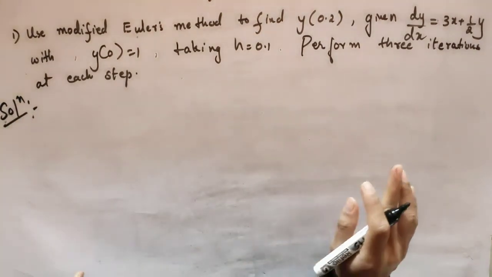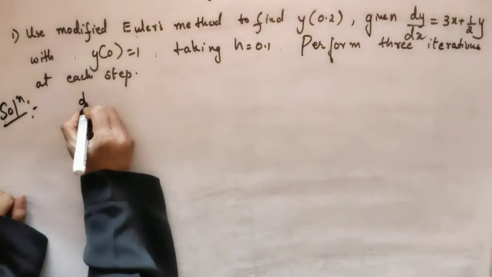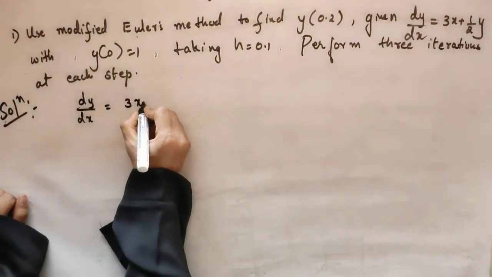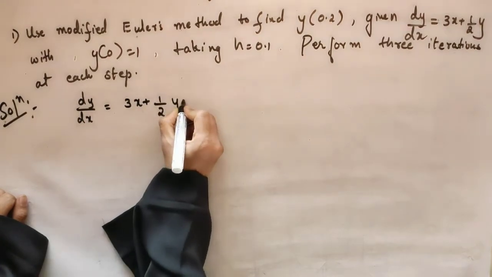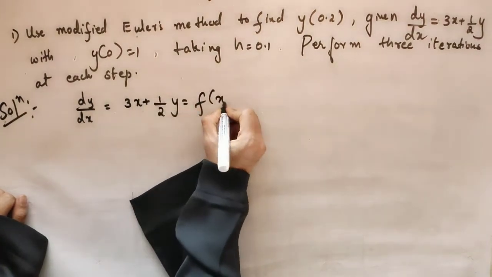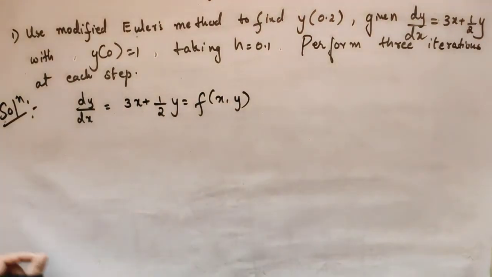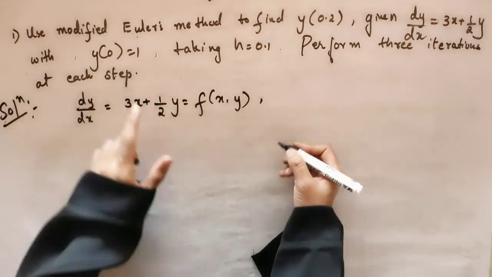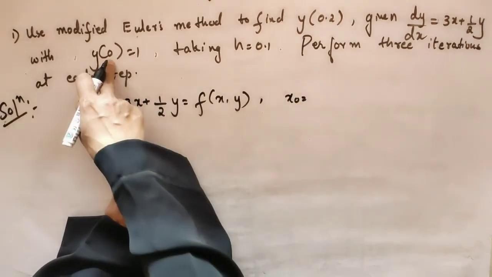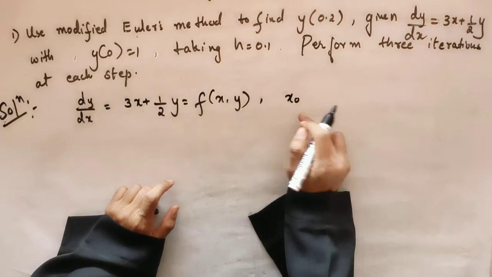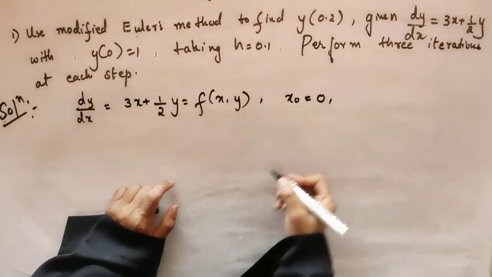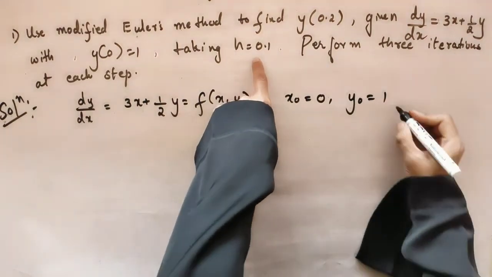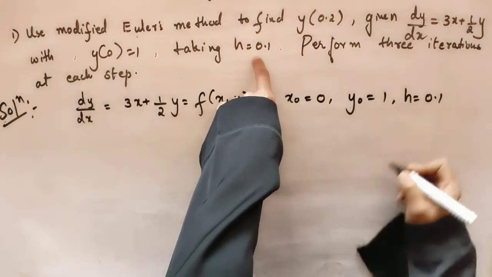Now see here, let us take the given equation first. The first step should be to just take the given equation. You have dy by dx is equal to 3x plus 1 by 2 into y. Now this itself is your f of x, y. Keep it aside. Now what else is given to you? y of 0 is equal to 1. Means what? Your x0 is 0, the initial value for x is 0. Correspondingly, y0 is 1. And h is given as 0.1.